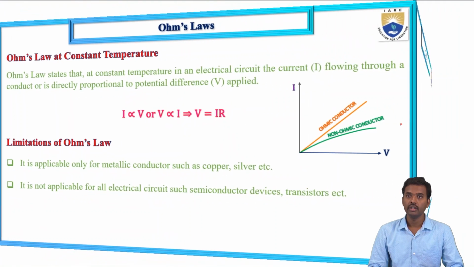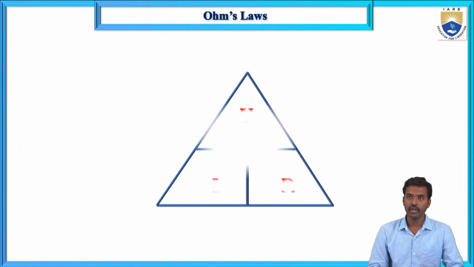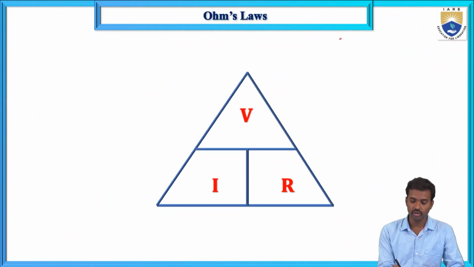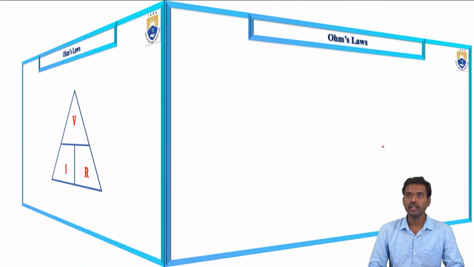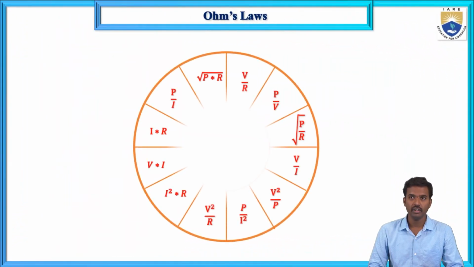Now we know this very well: V is directly proportional to I, V equals IR. So I equals V by R, and V equals I into R, and R equals V by I. So R equals V by I, I equals V by R, and V equals IR. Now another one here, which is important.